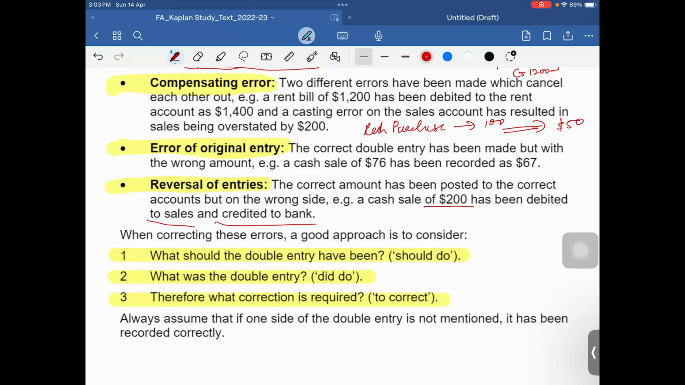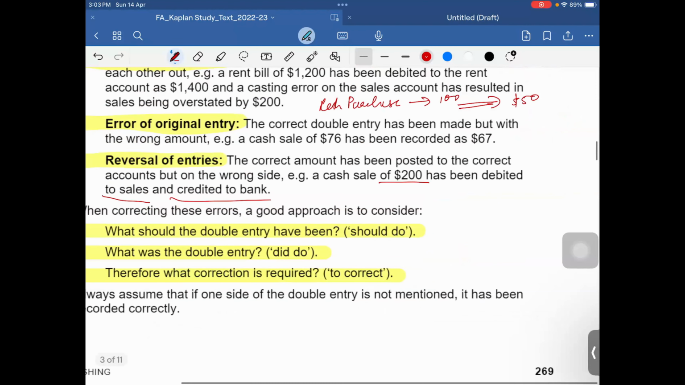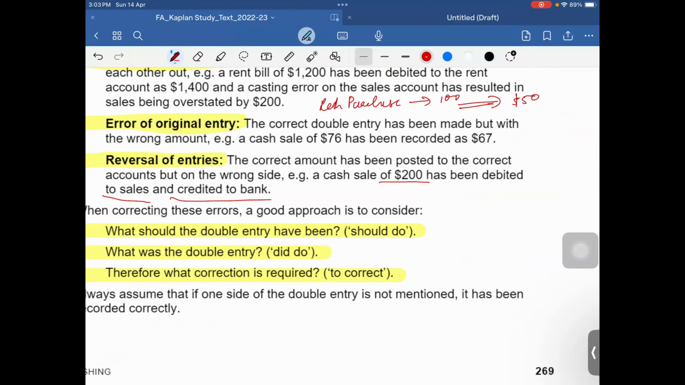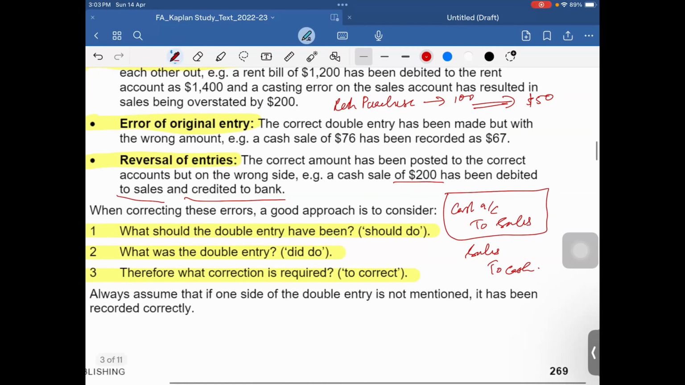See, the original entry is what? When you make a cash sale, cash account debit to sales. Instead of recording it like this, you record it as sales to cash. Clear? So this is actually not going to make any difference on your trial balance. Your trial balance would still get balanced. And this type of error is called reversal of entry.